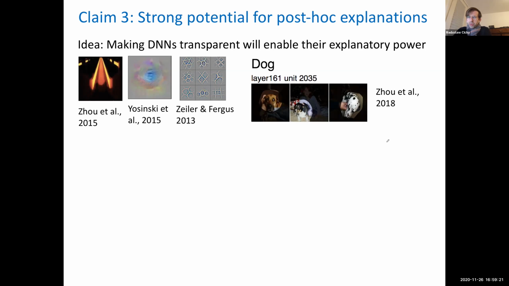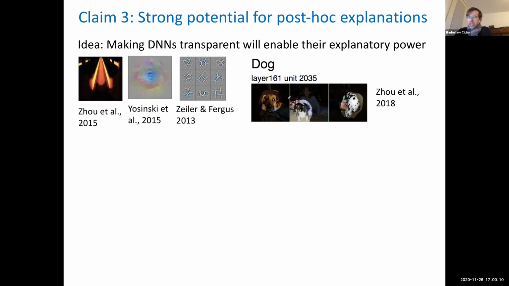A third claim you could make, and this is being most conciliatory, is that deep neural networks are actually opaque. We don't really know what the single features are doing, but these networks have a strong potential for post-hoc explanations. Basically, you can make them transparent by looking at how they actually work. Over the last years, a huge amount of techniques have been developed to visualize and categorize the response properties of neurons in such networks. For example, here you can see that in layer 161 of a network, this unit actually responds to these types of faces.